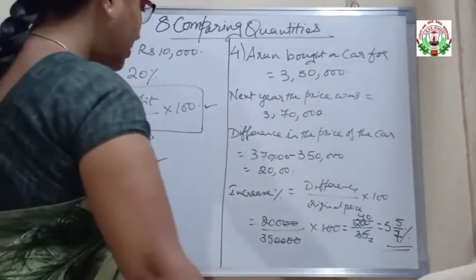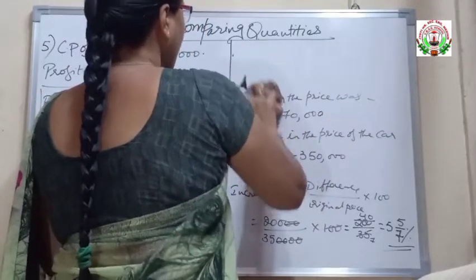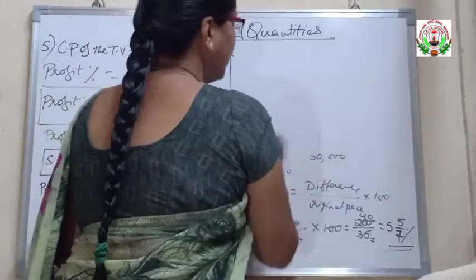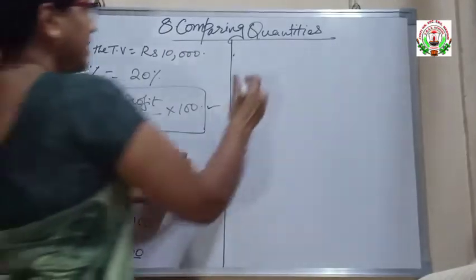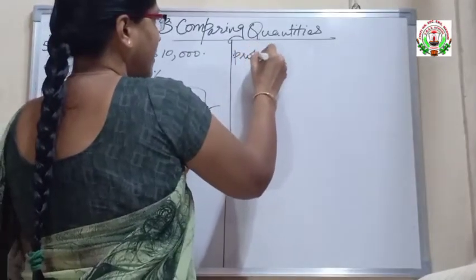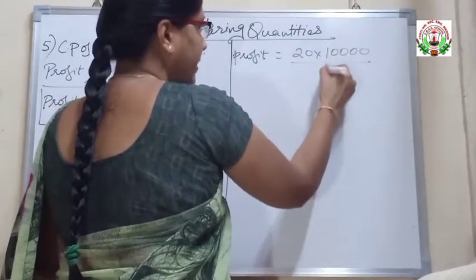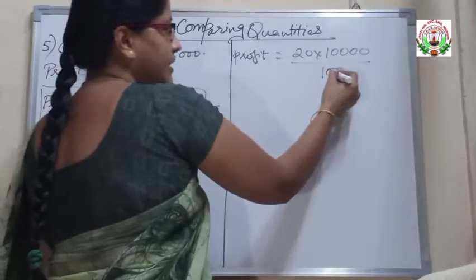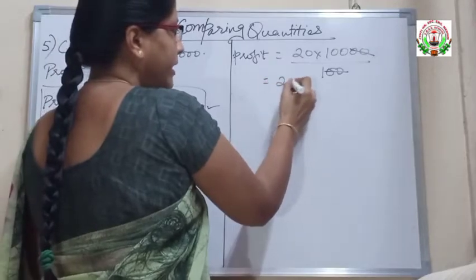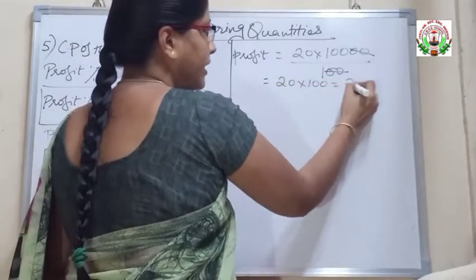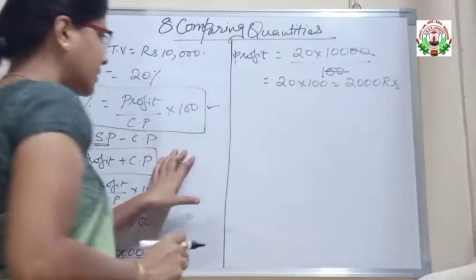So let us continue solving here. We got profit is equal to 20 into 10,000 by 100. You can see 2 zeros cancel here, 2 zeros cancel here. So we got it as 20 into 100, that is 2,000 rupees. Means profit we got as 2,000 rupees.